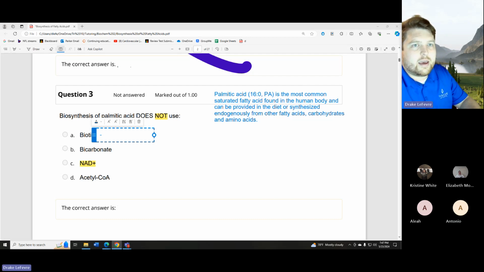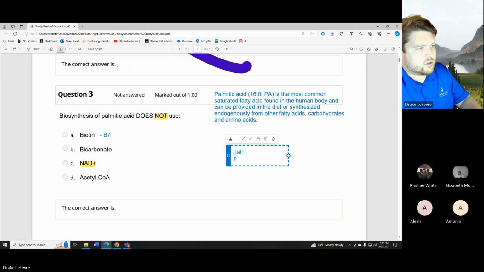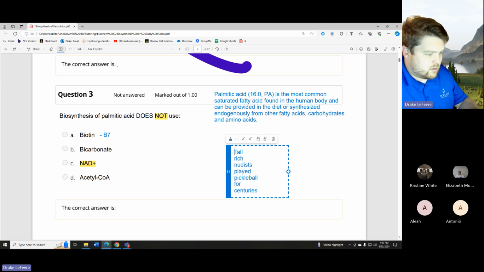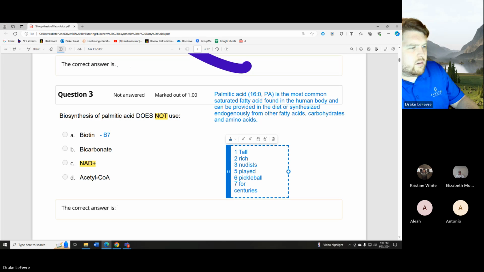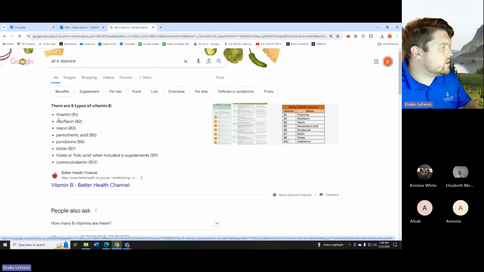B5. Actually, it's B7. Biotin is B7. It's one of our B vitamins, right? Biotin is B7 because of the mnemonic: tall, rich, nudists played pickleball for centuries. 1, 2, 3, 5, 6, 7. I'm missing one. Tall, rich, nudists played pickleball for centuries. There it is. Biotin B7.